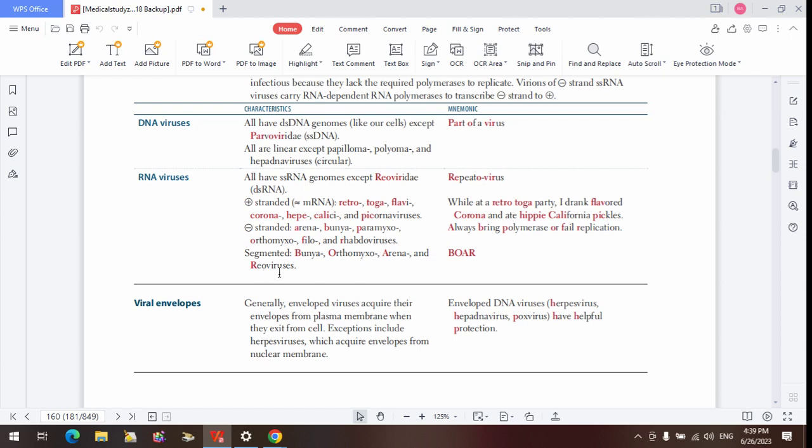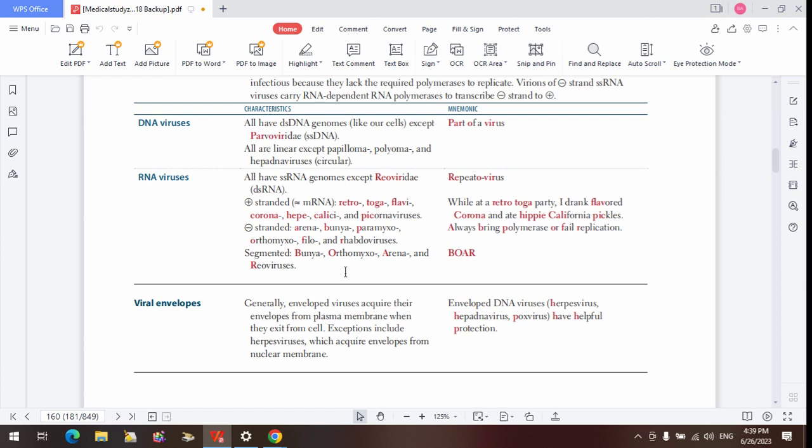For the segmentation, just remember when we're talking about the concept of recombination and reassortment. Reassortment occurs in segmented viruses, and the virus that we took note of was influenza virus. Influenza virus belongs to the family of the Orthomyxo.